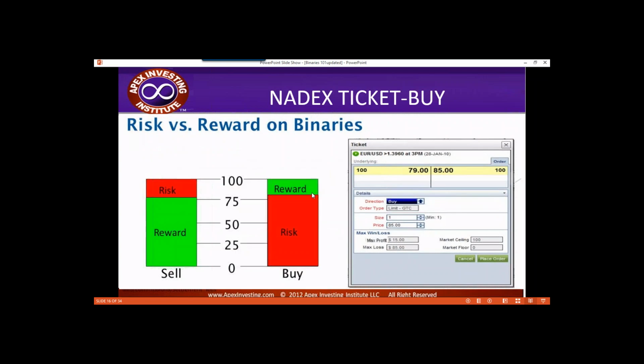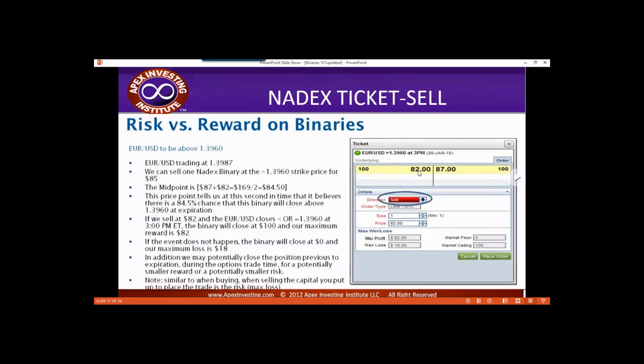On a Nadex ticket, keep in mind, if you're selling, your risk is the difference of where you sell compared to $100. Let's say I thought this statement is not going to happen. The euro dollar will not be greater than 1.3960, so I want to sell it. Let's look at this example of selling it for $82. Whatever I sell for is my max profit potential, and the difference of where I sell compared to 100 is the most I'm risking, $18.